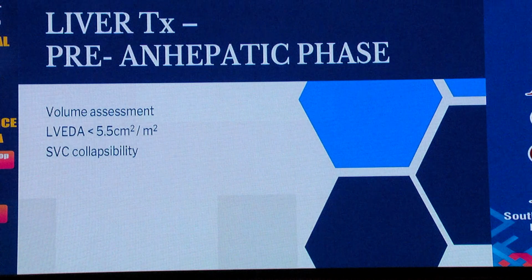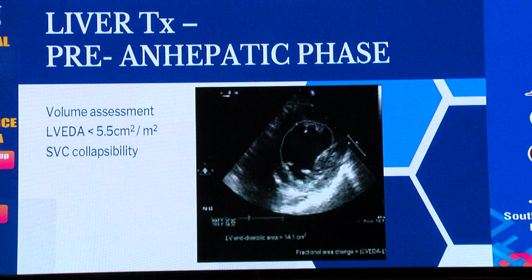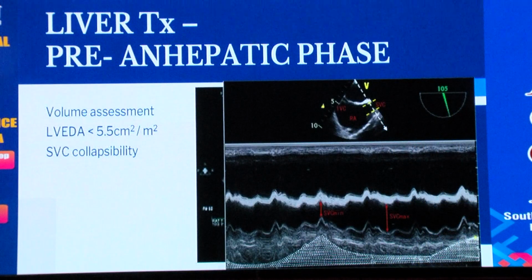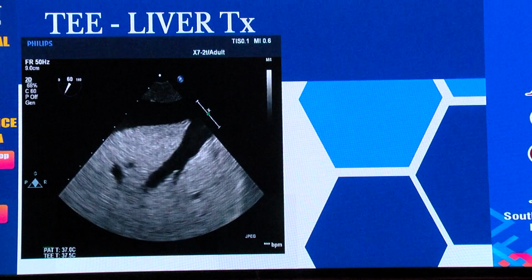Now, there are various phases in which a TE is useful in a liver transplant. First, let us take the pre-hepatic phase, in which volume assessment is important, because you have to preload the patient before they clamp the IVC for the anhepatic phase. In volume assessment, when the left ventricular end diastolic area is less than 5.5 centimeter square per meter square, it tells that the patient is volume responsive. And we take SVC collapsibility in liver transplant, not the IVC collapsibility. This is how we take the SVC collapsibility in bicaval view, and this is how the IVC looks. We don't take the IVC because of the contribution of the intra-abdominal pressure, so IVC collapsibility is not indicated.